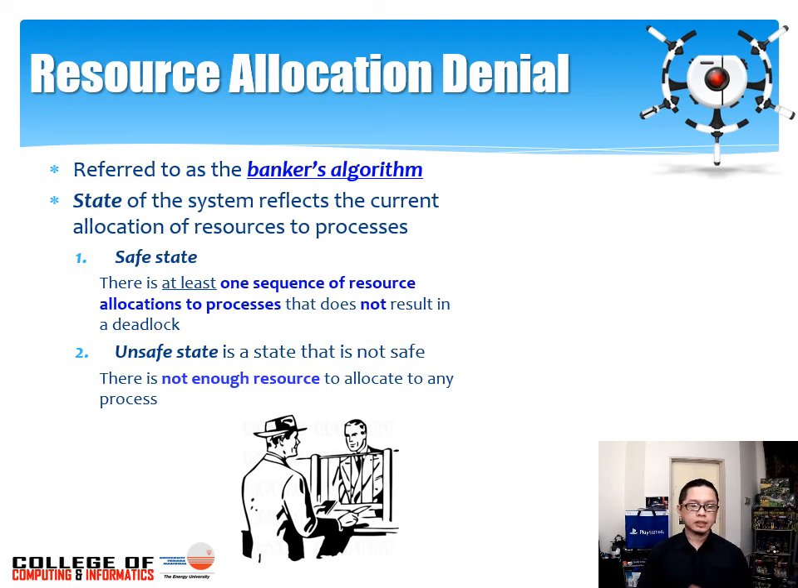There is a safe state and there is an unsafe state. Safe state means that there is at least one sequence of resource allocation that does not result in a deadlock, while an unsafe state simply means that you don't have enough resources allocated for you to execute. For that, we are going to see how to do the calculation of safe and unsafe states in our next session.